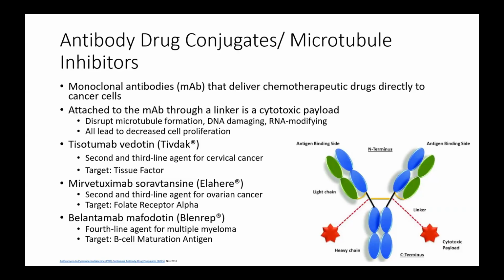So collectively, irrespective of the type of chemotherapeutic drug, the goal is to decrease cell proliferation. And there can be variable amounts of the cytotoxic payload, ranging from 2 all the way up to 8 molecules attached to each of the monoclonal antibodies. The most common ones that we encounter in clinical practice include tisotumab, which is a second or third line agent for cervical cancer.